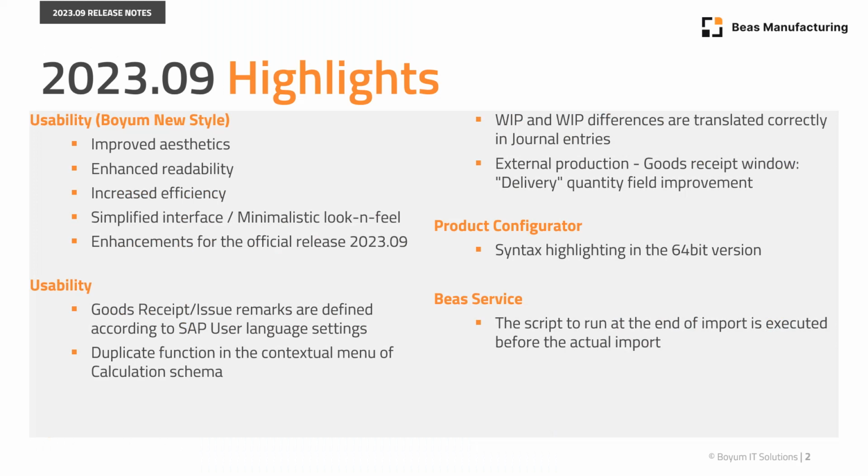In this version, we are providing the official release of our very own Boyum style theme design, introduced as a beta option in the 2023.04 version of Beas. We have made a long list of enhancements and completed fixes to the original design. The 2023.09 version also contains other usability improvements, field and syntax highlighting improvements, and a large number of bug fixes. Let's see all these in detail.